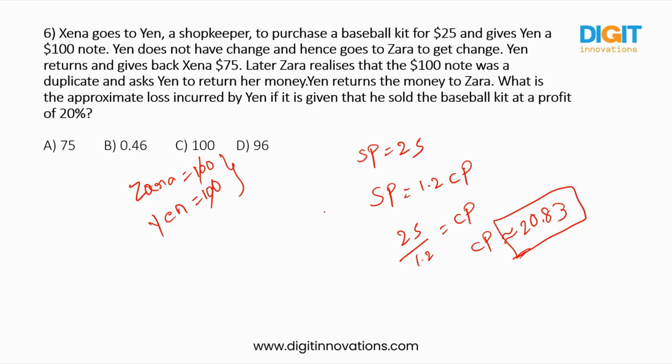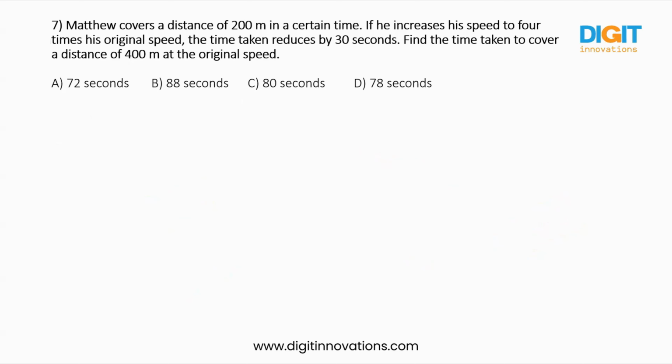So the only money that is countable here is the basketball price, which is 20.83. And also, after getting the money, she gave 75 rupees, right? Which is part of the 100. She gave 75 rupees to Zina. So that is also countable, 75. So in total, approximately, you can write it as 96. So totally 96 was lost by Ina.